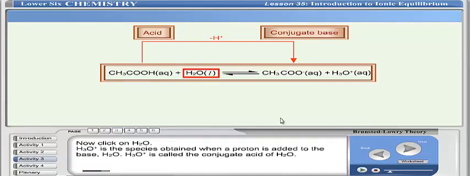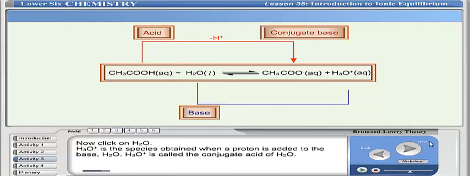Now, click on the H2O. H3O+ is the species obtained when a proton is added to the base H2O. H3O+ is called the conjugate acid of H2O.